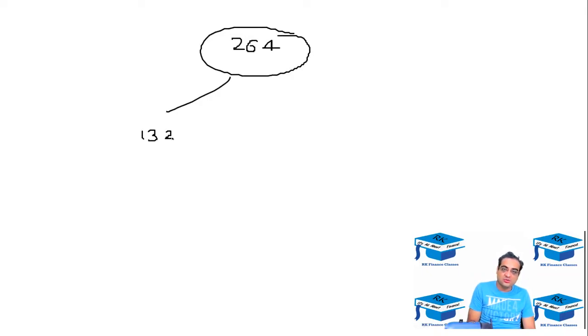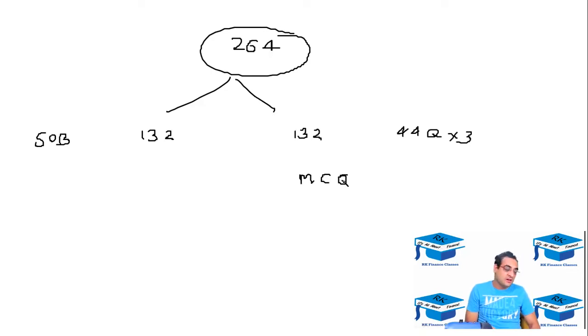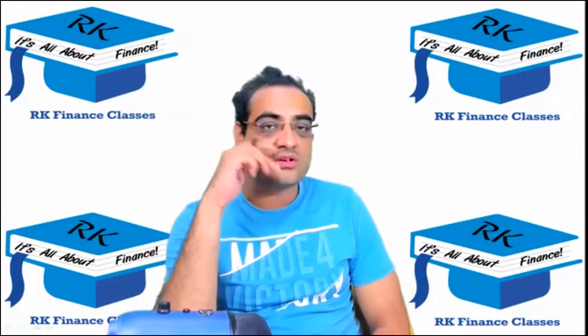I told you about the marks: total marks 264, split 132 in the subjective kind of question, and 132, which is 44 questions into 3 marks, for MCQs. Okay. Don't go with the level 2 passing rates. I believe this could be an exception.